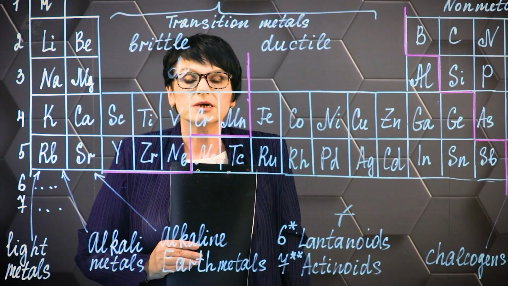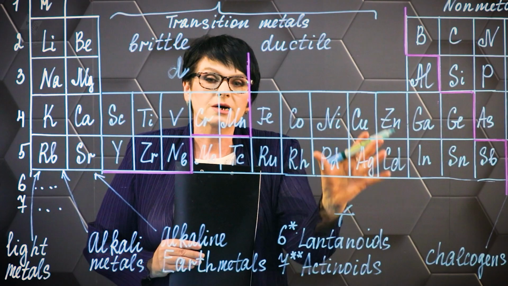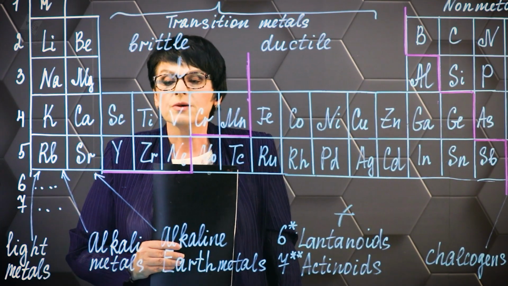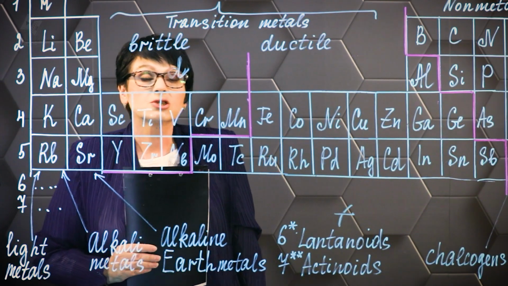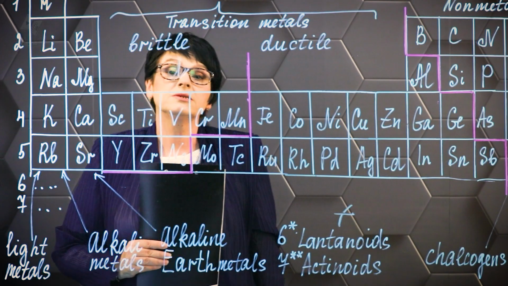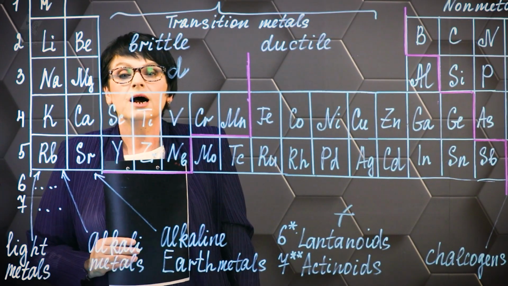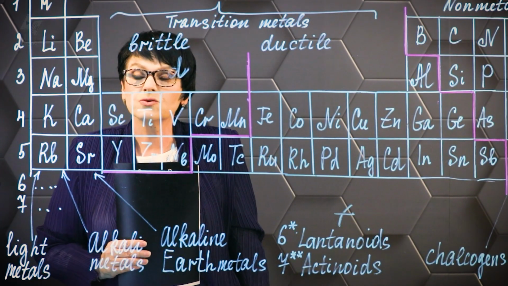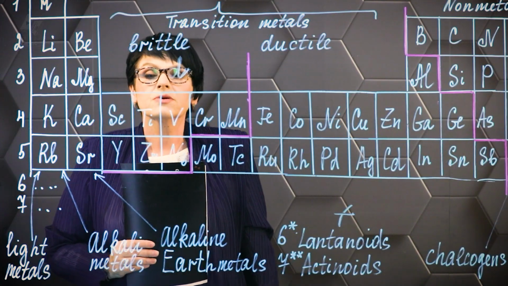Now I would like to say that not all elements of the periodic table are found equally in nature. Among the elements in the periodic table, in terms of prevalence on our planet, on Earth, the most common element is oxygen.